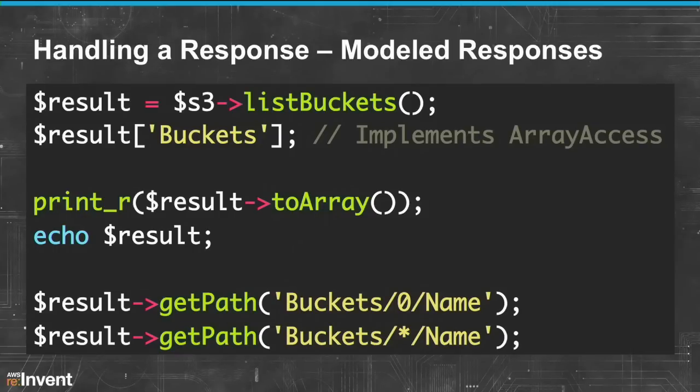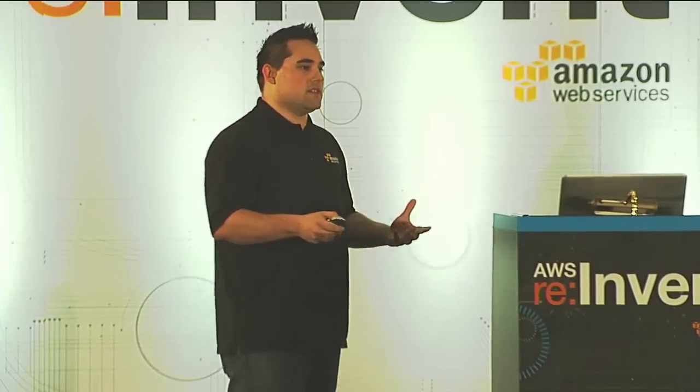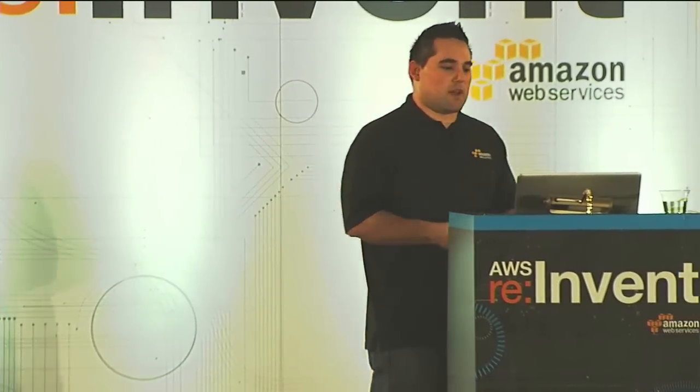You can also just straight up echo it, because we have toString on there too, and it'll dump out a representation of the object as well as the structure of the data that would be found in there. So you can use that if you just want to do some quick debugging.